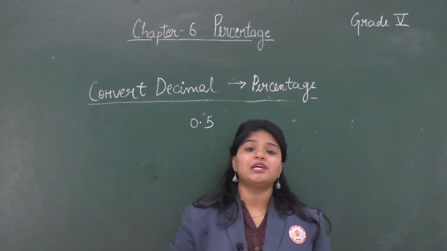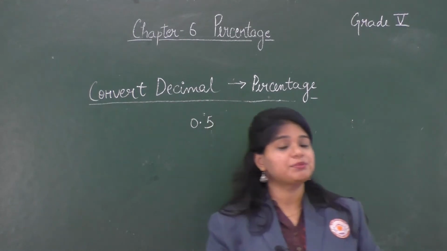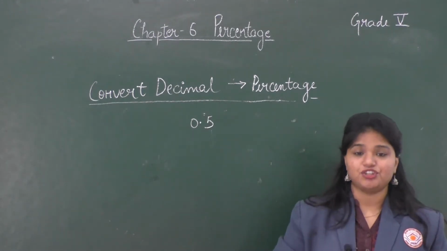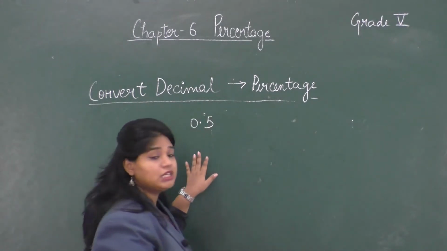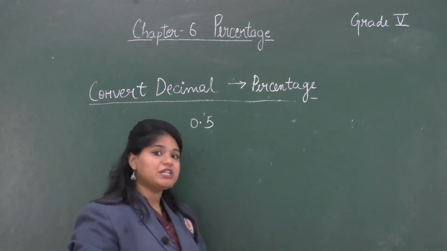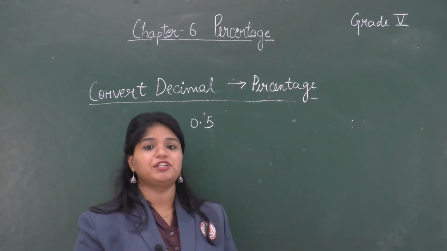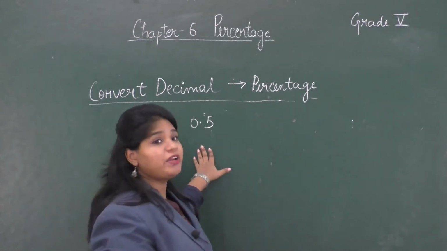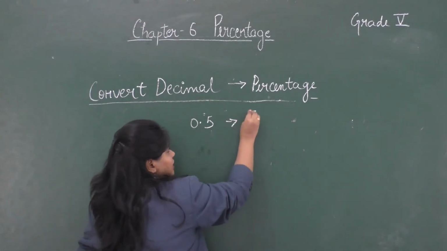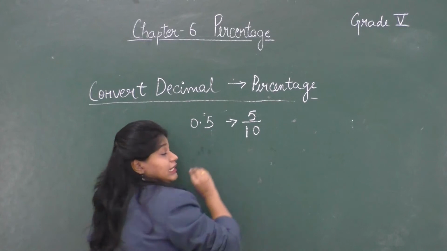So students, now let's learn how to convert a decimal number into percentage. Here we have the decimal number 0.5. So the first step is to convert the decimal number into fraction. So 0.5 can be written as 5 by 10.